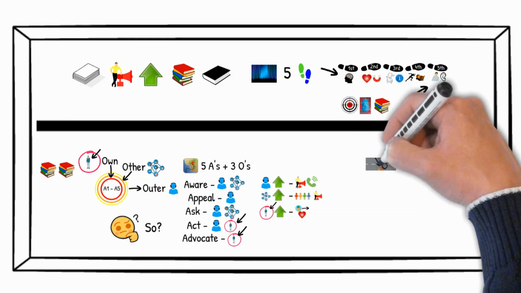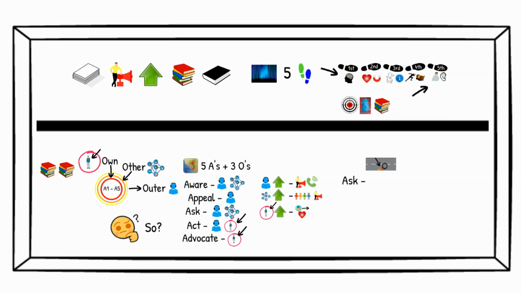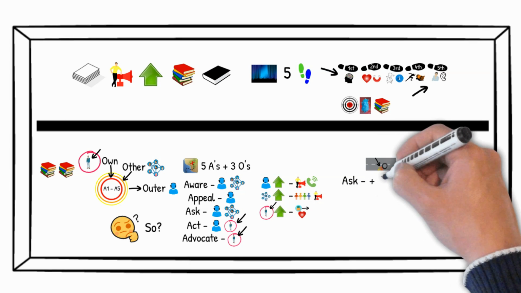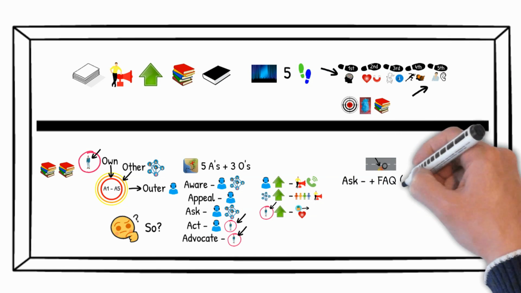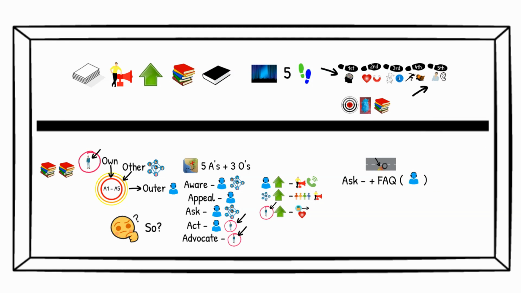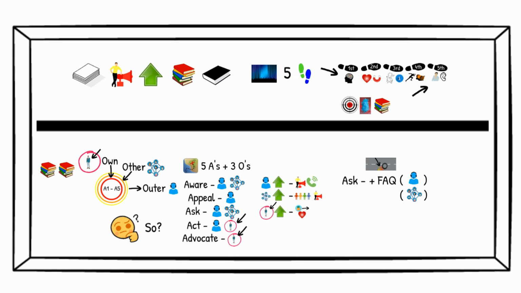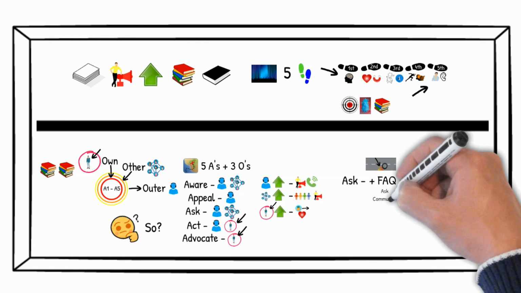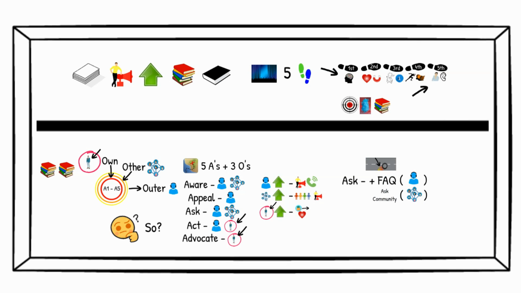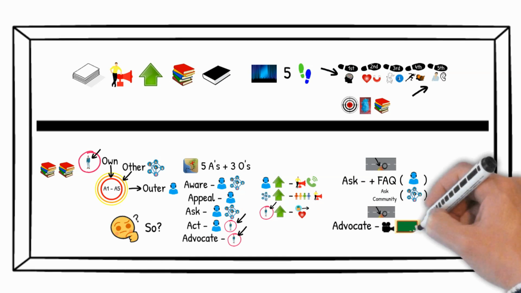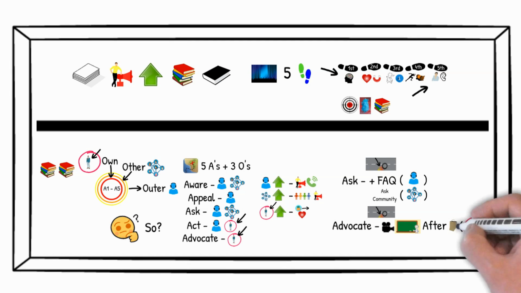For example, at the Ask stage for my brand, I have added an FAQ section as a representation of outer influence. To apply other influence, for example, a forum where people could ask the community any questions could work. An example for own influence at the advocate stage is creating videos that explain how to use your products after purchase in detail to ensure customer satisfaction.